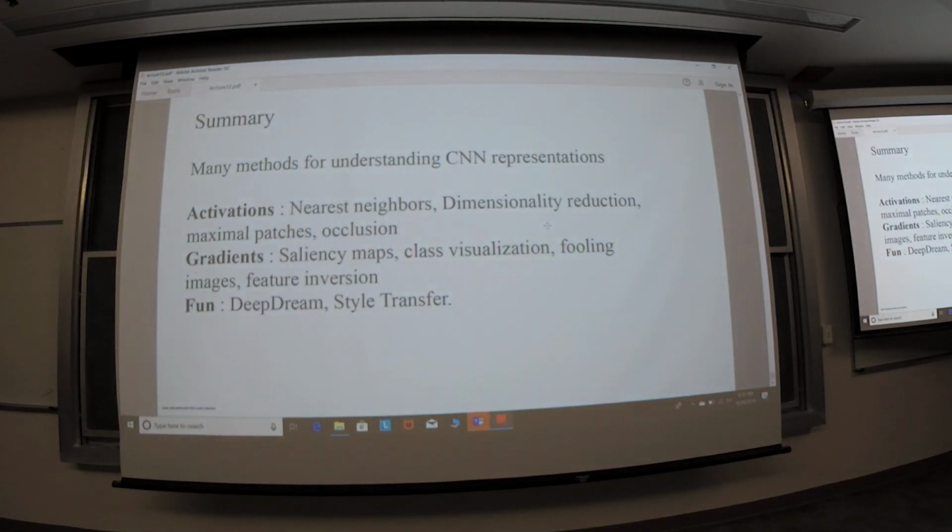Okay, so summarizing today's lecture: here we saw the activation maximization techniques like nearest neighbors, dimensionality reduction, maximal patches, then occlusion, and then the gradient-based techniques, which are the saliency maps. Then fooling images, which is basically the adversarial examples, and feature inversion. And yes, that's pretty much it. And the style transfer. Thanks, guys.